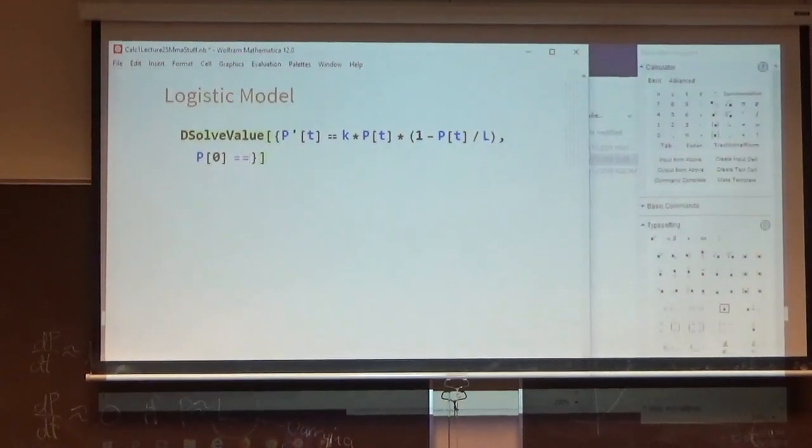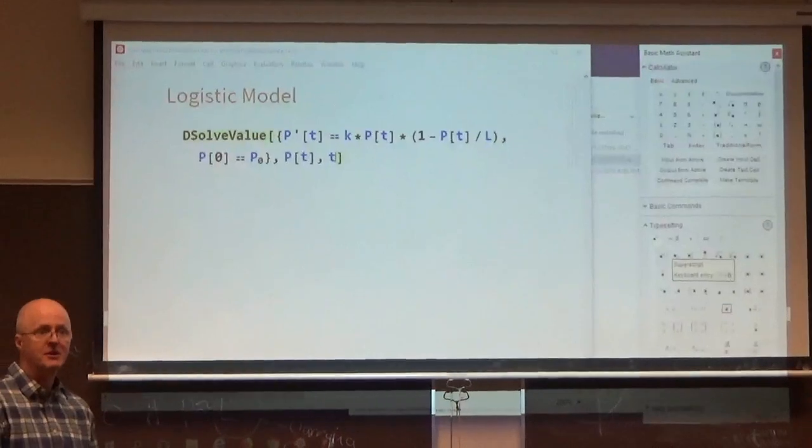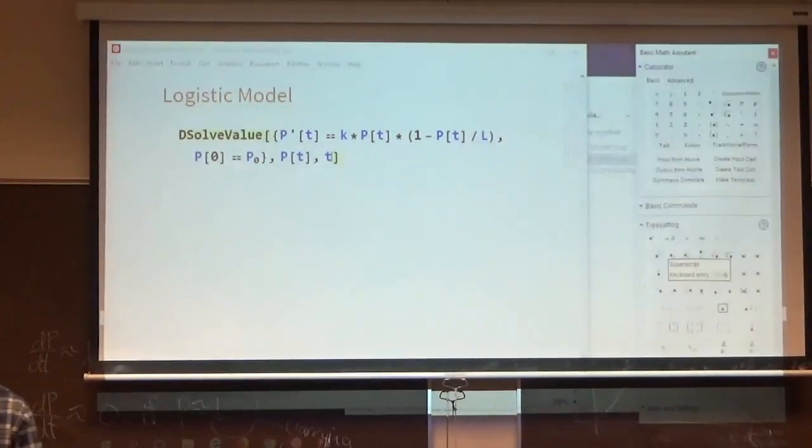What should I pick for the initial condition? Well, I haven't picked something for k and L. Let's just call the initial condition p sub 0. I can use a subscript button over here in fact and go p sub 0. Then outside the curly braces, you put a p of t, and then you put another comma t. This will solve the differential equation. It'll find a family of functions that are each solutions of the differential equation.